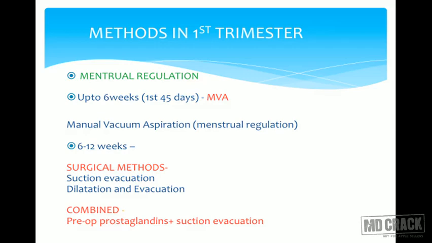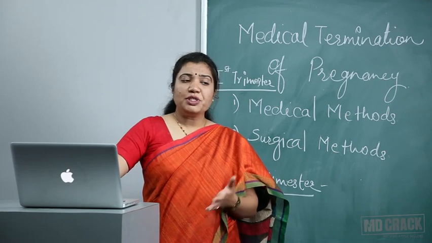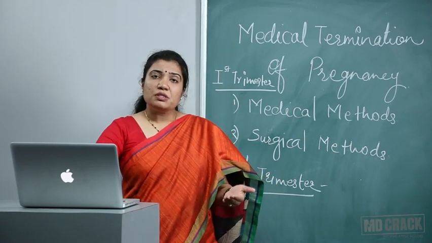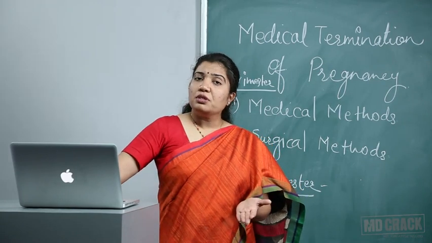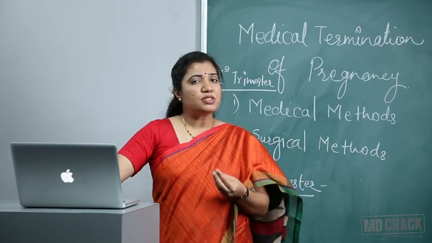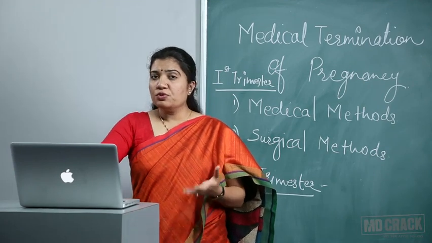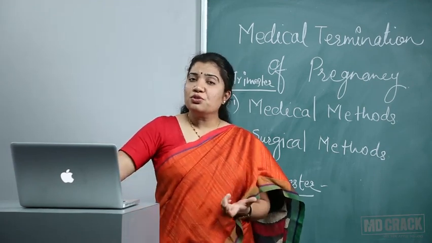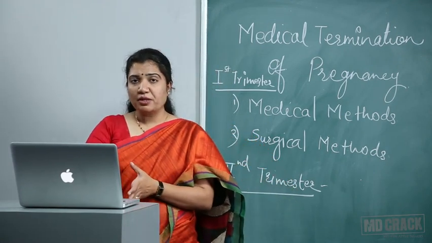First is menstrual regulation. Again, commonly done. In this case, the patient comes to us just for delayed menses. She is not very sure whether she is pregnant or not. She has just missed 2 days overdue, 3 days overdue, or maybe a week or so. So in that particular case, we can just do this menstrual regulation method without even confirmation of pregnancy.